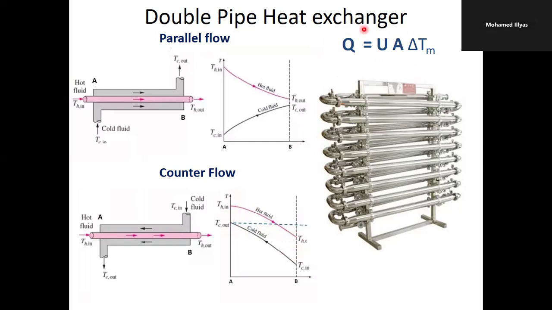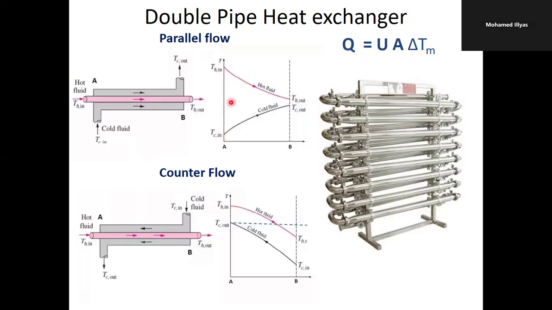This equation depicts the heat transfer equation which we will be using for heat exchangers: Q equal to U A delta Tm. Q stands for heat transfer rate, U is the overall heat transfer coefficient, A is the surface area of the heat exchanger, and delta Tm is the mean temperature difference between the fluids. These three parameters are directly proportional to the heat transfer. So the higher these three parameters, the higher the heat transfer rate.